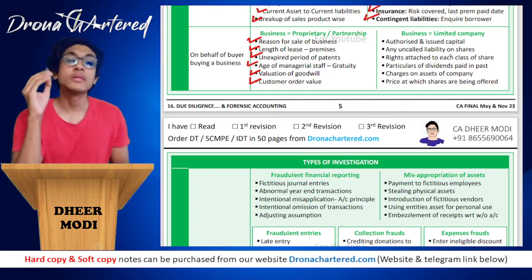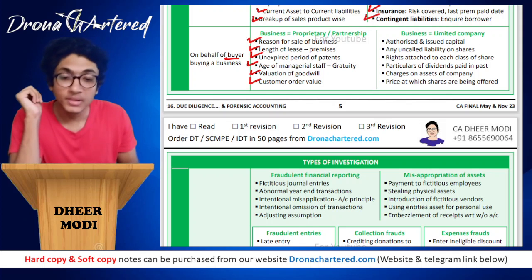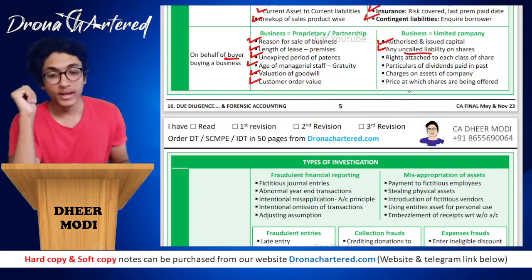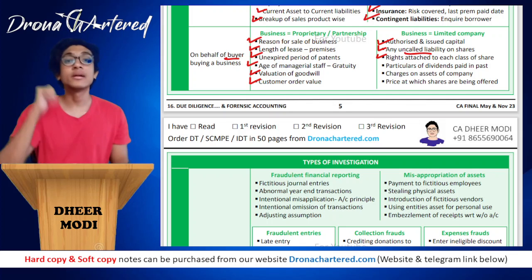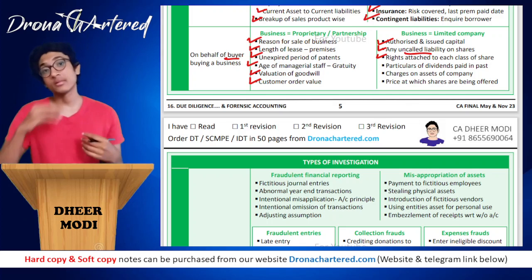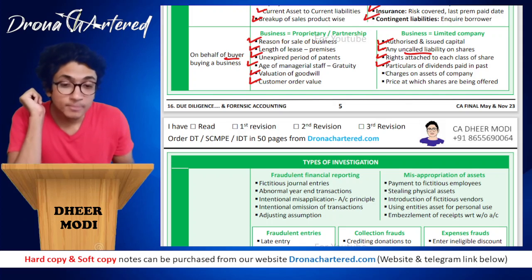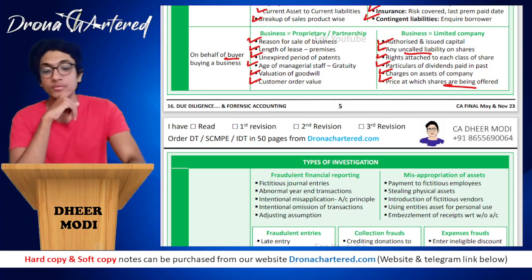Then if the business is a limited company, so if you're buying a business and the business is a limited company, check authorized and issued capital, whether there is any uncalled liability on shares. Uncalled liability on shares means you have to pay this amount on any other place where you have invested. Rights attached to each class of share, because there are different classes of share. There is special equity share, there is preference share, some have voting rights, some have differential voting rights, etc. Particulars of dividends paid in the past, charges on assets of the company, and last is the price at which the shares are being offered. So if your business is a limited company, all of these checks you have to do.